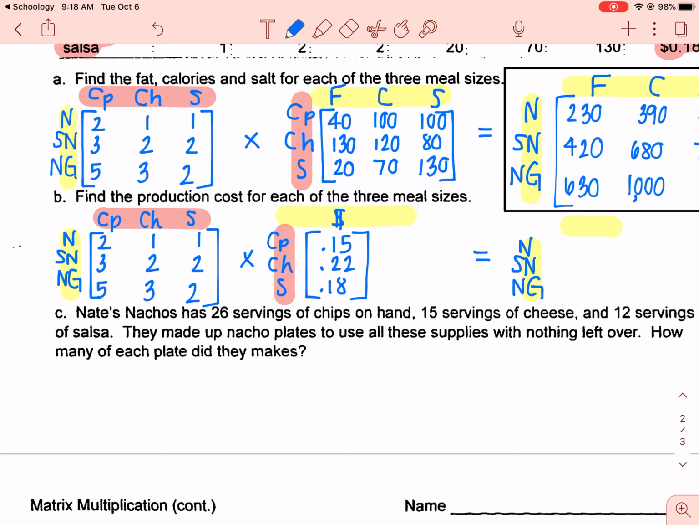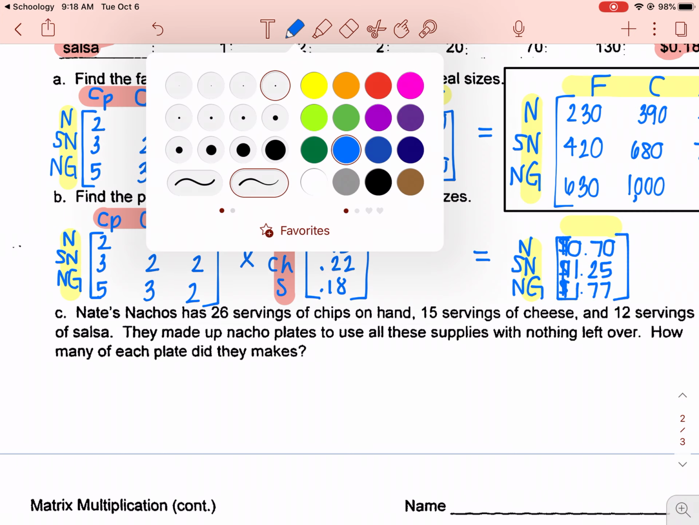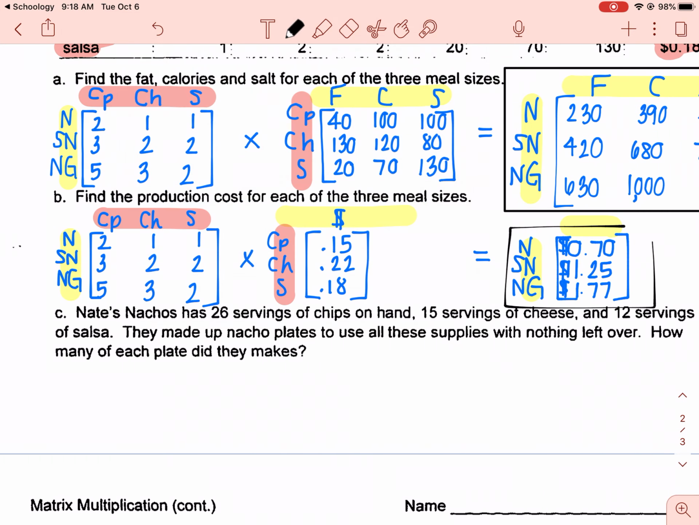Now we can multiply these. A 3 by 3 times a 3 by 1 will give me a 3 by 1 in the end. Let's check your math. This would be 70 cents. This should be 125 and 177. So that is how much each will cost. Nachos cost 70 cents for production. Super Nachos cost $1.25. And Nacho Grande will cost $1.77 in production costs.